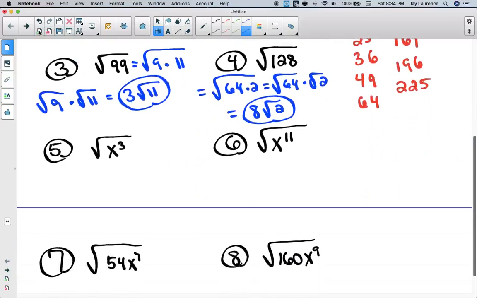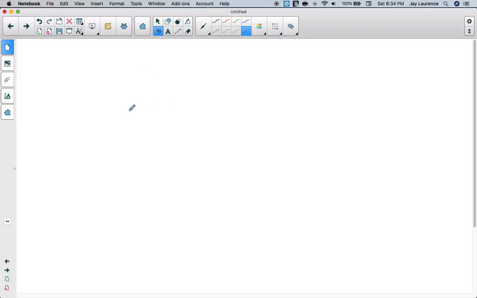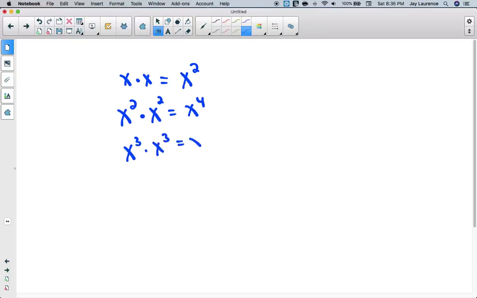Here, let me get a fresh page up here. When there's a variable involved, see, variables can be perfect squares too. For example, what's x times x? Well, hopefully you know it's x squared, right? 3 times 3 isn't 3, it's 3 squared. So I could do x times itself and get x squared. What would the next perfect square be for a variable where the base is x? Well, it would be x squared times x squared, which would be x to the 4th. And so then if I went x cubed times x cubed, I would get x to the 6th.